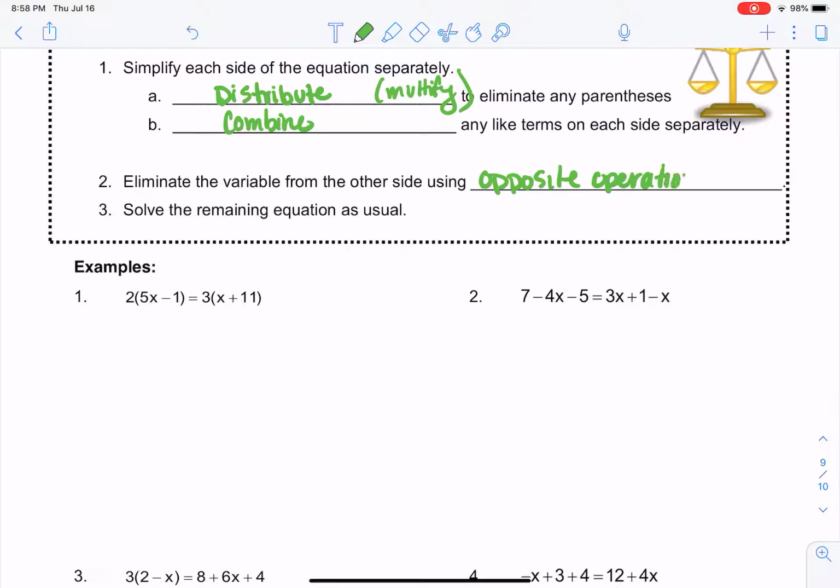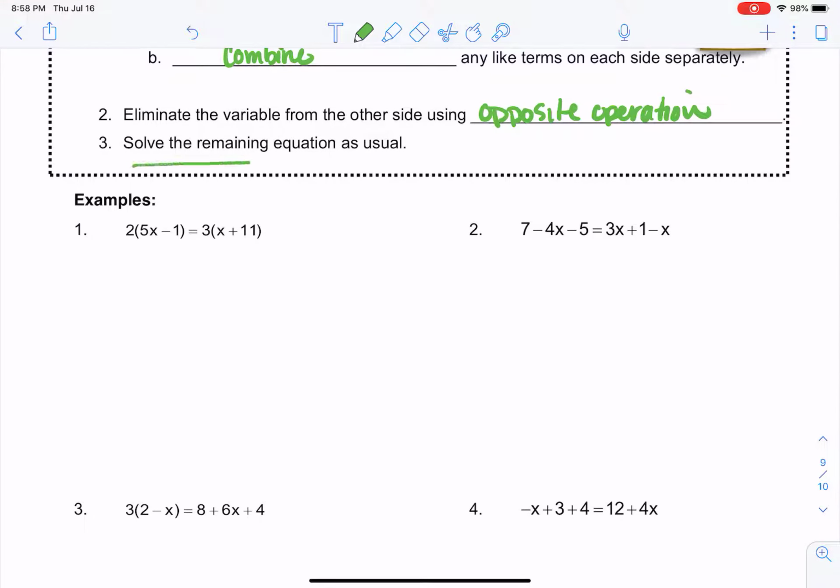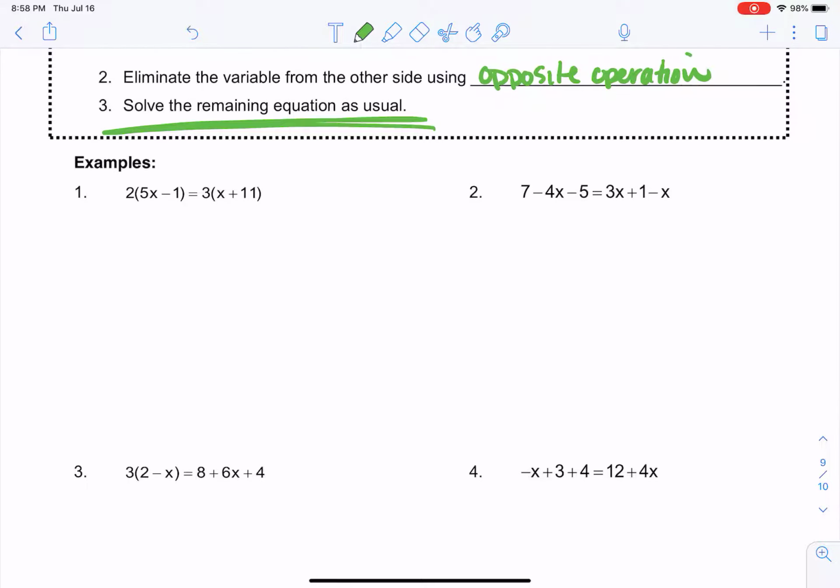Okay, so get all your x's to one side, all your y's to one side, and then everything else is the same, just step by step doing the opposite. So in example number 1, I'm going to draw my fraction bar. I see parentheses, so that's a big hint to me that I need to do the distributive property. So I'm going to multiply that 2 by everything in the parentheses on this side. I'm going to multiply the 3 by everything in the parentheses on this side.